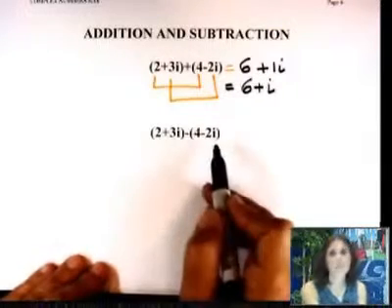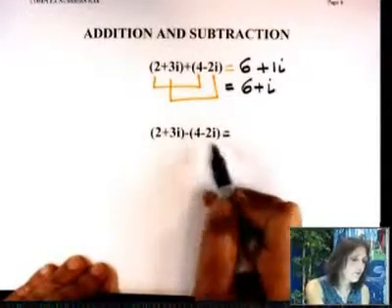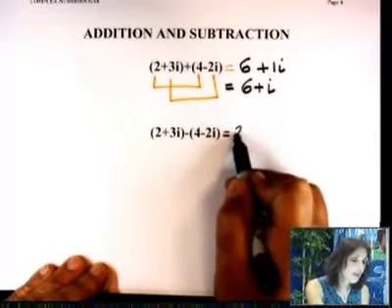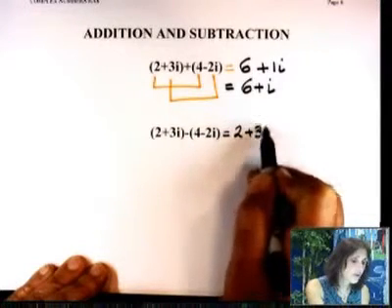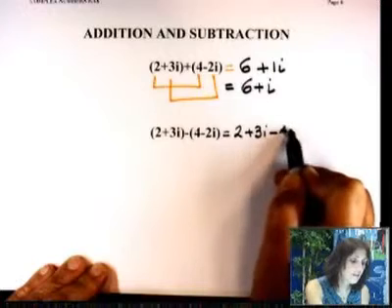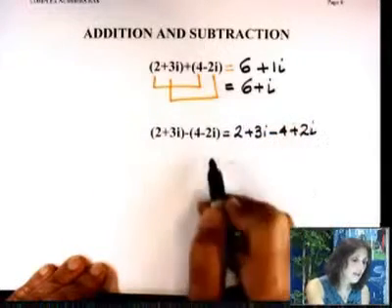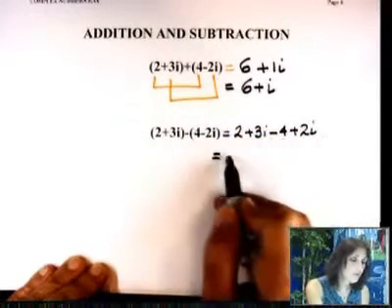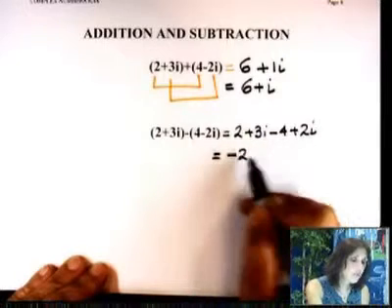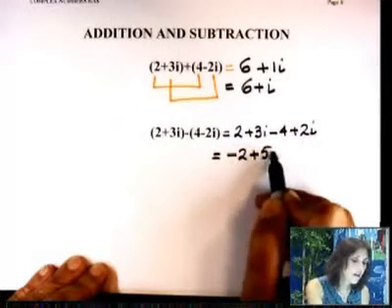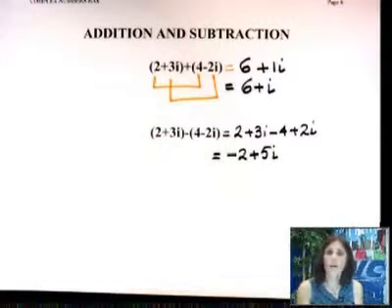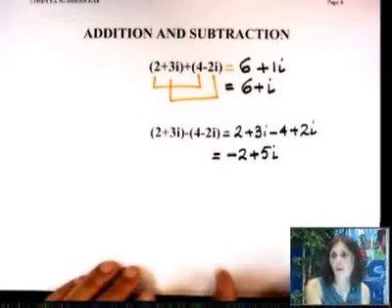I can do the subtraction the same way. I would first write it without the parentheses and work that negative in. What do you get? 2 minus 4, that's negative 2. 3 plus 2 is 5i. Alright, so addition and subtraction is not all that bad.